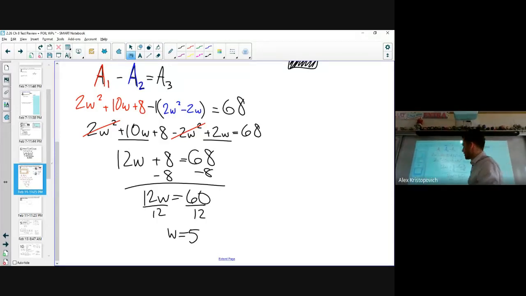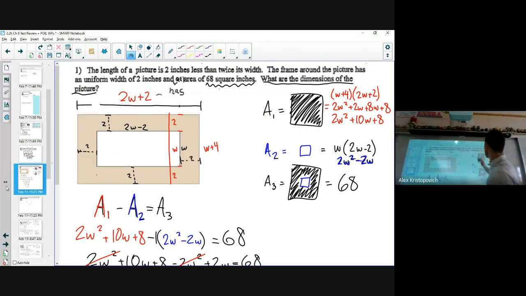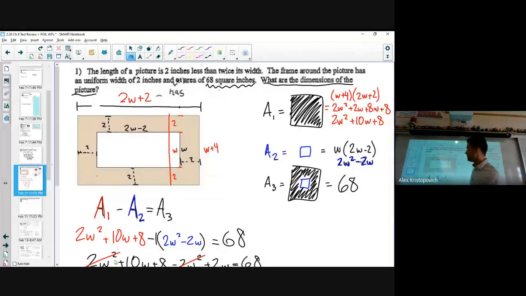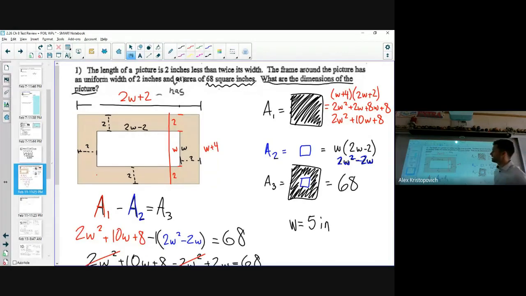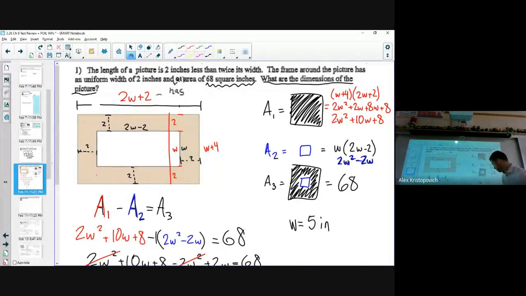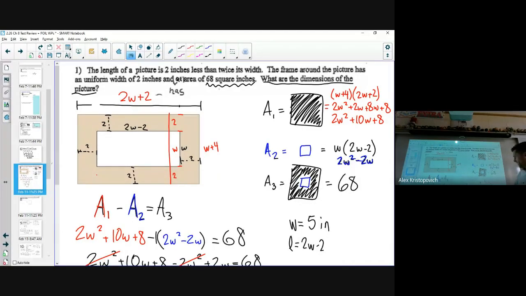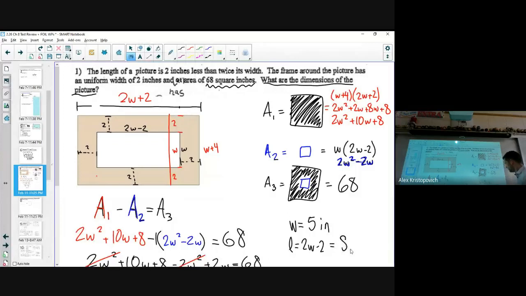All right, we have the value of our variable. Let's go ahead and plug this in. Let's look back at what the question is asking first. It says, what are the dimensions of the picture? Well, that means the length and width of the picture. Again, this white part in the middle. So if we remember, w is our width. So we can just say w equals 5 inches. Okay, and then we have to do this part right here, 2w minus 2. So our length was 2w minus 2, which ends up being 10 minus 2, which is 8.